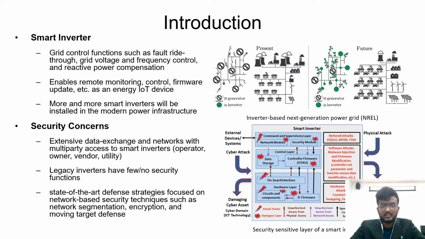Introduction. Smart inverters provide grid control functions such as fault ride-through, grid voltage and frequency control, and reactive power compensation. These enable remote monitoring, control, and firmware updates, which we can also call energy IoT. These smart inverters are going to be installed more and more in the coming future, but there are going to be some security concerns, like extensive data exchange across the networks, and multi-party access to the smart inverter, such as the operator, owner, vendor, and utility.